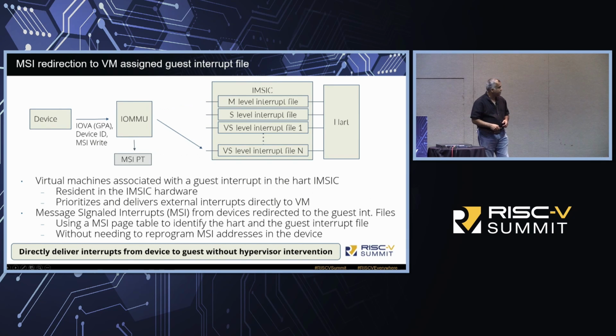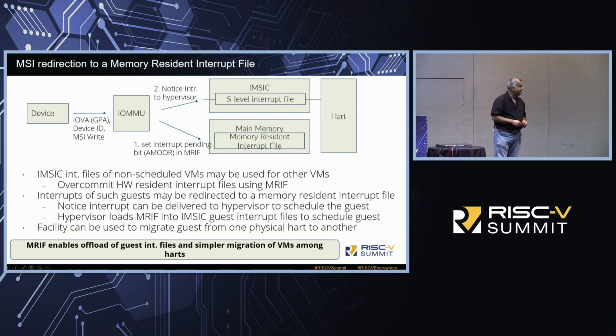Now you might say, how many interrupt files can I build? The architecture allows you to build up to 64, but what if I need a 65th? So that's where a second facility comes into place. It's called the memory resident interrupt file. The architecture allows you to offload a hardware resident interrupt file to a memory resident interrupt file. Typically, you do that if you are running, say, more virtual CPUs on a hart than the number of physical interrupt files that you have. It's typical overcommitting, where in order to load a new virtual CPU, you have to offload from the hardware to memory. But you cannot predict when an interrupt shows up.